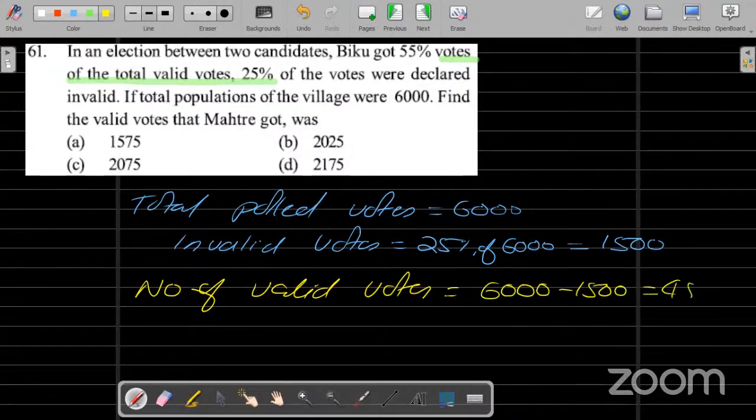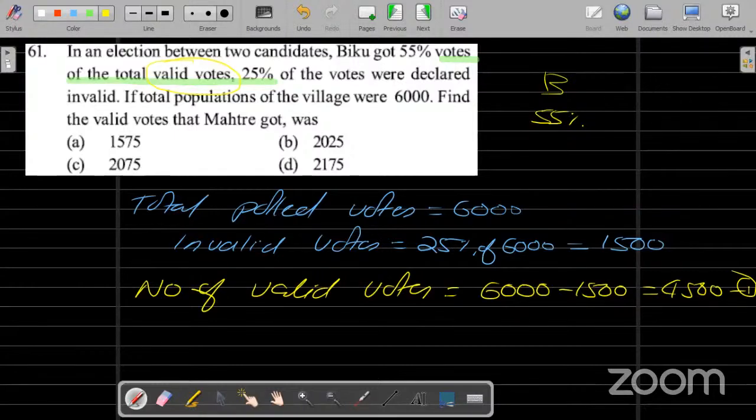That is equal to 4,500. Keep that in your mind. Out of the total votes polled, 25% votes are invalid. So only the remaining 4,000 are valid votes. Now, Bikku got 55% of valid votes. Out of the total valid votes, Bikku got 55%.